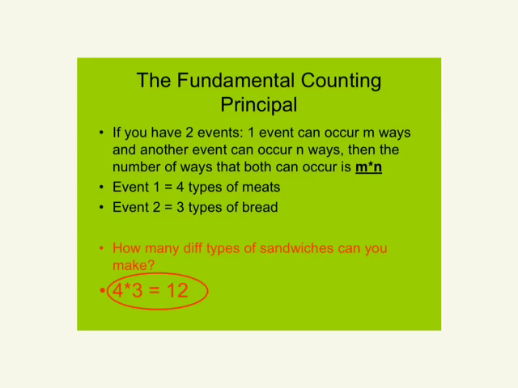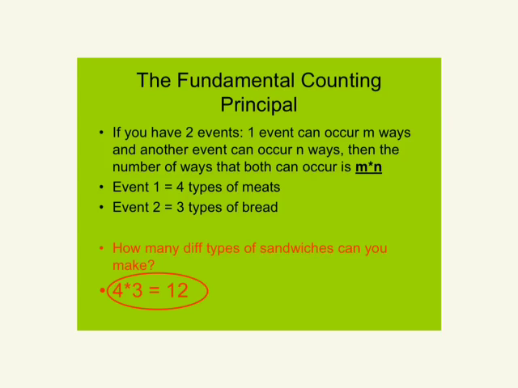Let me use as an example making sandwiches, which is one of Mr. Simpson's favorite things to do. Event number 1: there are 4 types of meats, and event number 2 is 3 types of bread. So if you have 4 types of meat and 3 types of bread, how many different sandwiches can you make? Well, the fundamental counting principle tells us that if we have 2 events, we can just take the number of ways that those events can occur and multiply them to find the total number of options.